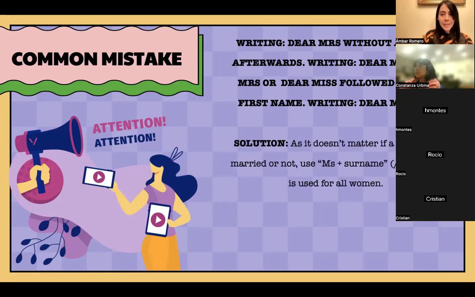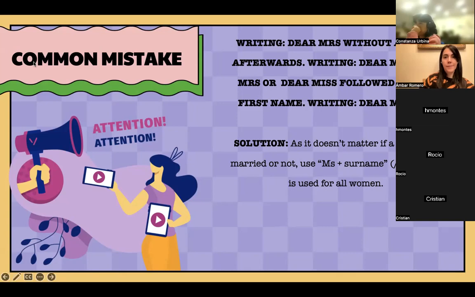Solution. As it doesn't matter if a woman is married or not, remember, instead of Mrs., use Ms. plus the surname. "Dear Ms." Rocio, what is your surname, by the way? Surname, it's like... last name. Carrasco. Right? So "Dear Ms. Carrasco", you see? Ms. Carrasco instead of Mrs. Carrasco.